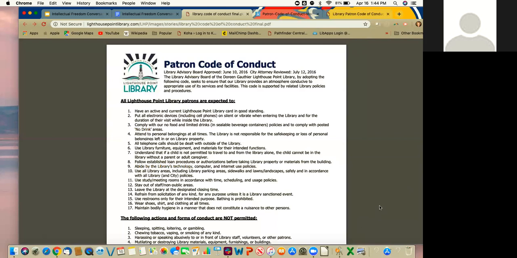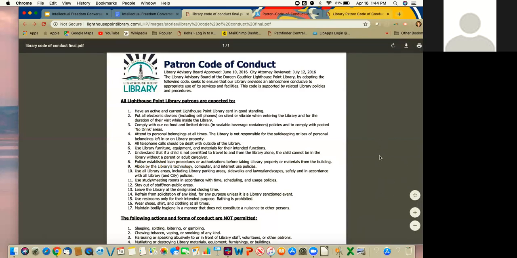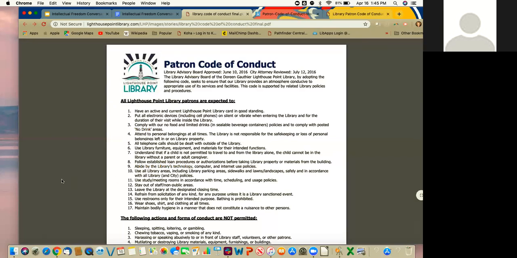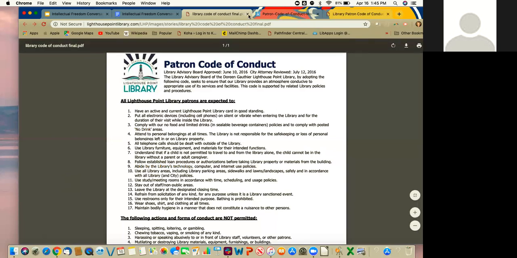Yeah, and what I really liked about this is if you look at the top, the advisory board approved it, but then they took it to the city attorney. So I really like that. And so they do have some legal backing of what they've written. So that's a good one. Those are 3 really good ones for your use.